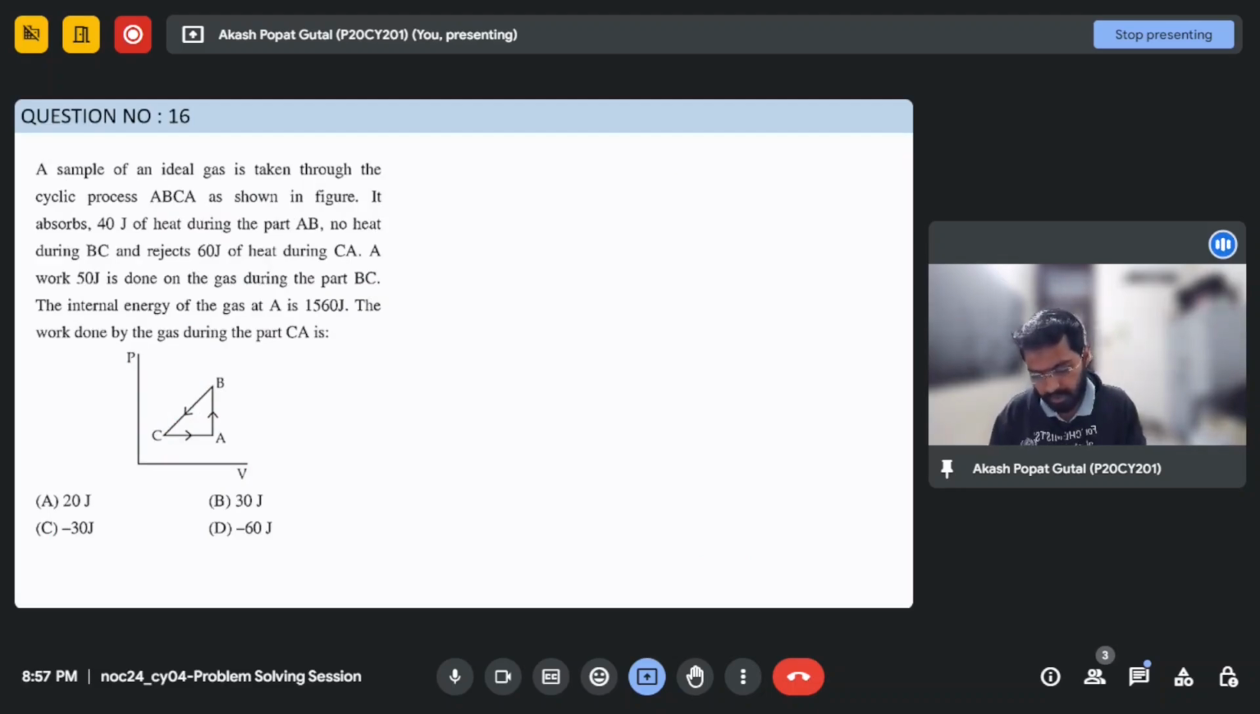Last question. A sample of an ideal gas is taken through the cyclic process ABCA as shown in the figure. It absorbs 40 joule of heat during the part AB, no heat during BC, and rejects 60 joule of heat during CA. A work of 50 joule is done on the gas during the part BC, and the internal energy of the gas at A is 1560. The work done by the gas during the part CA is?